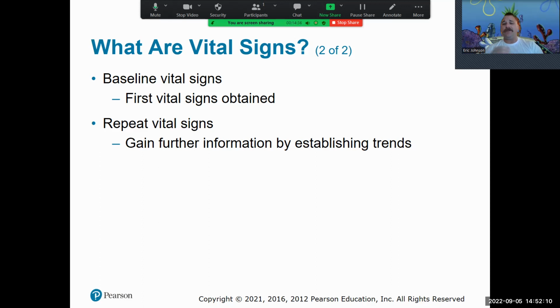These patients that we're meeting, we don't know what their baseline is. So we need to establish it at that moment. After we get our first set of vitals, we're going to repeat vitals. The first set of vital signs should be your baseline. Your second set should, in theory, confirm what we've already got. It should be in the same ballpark.